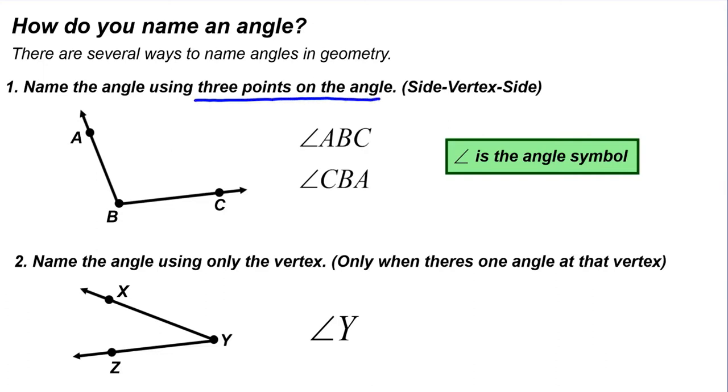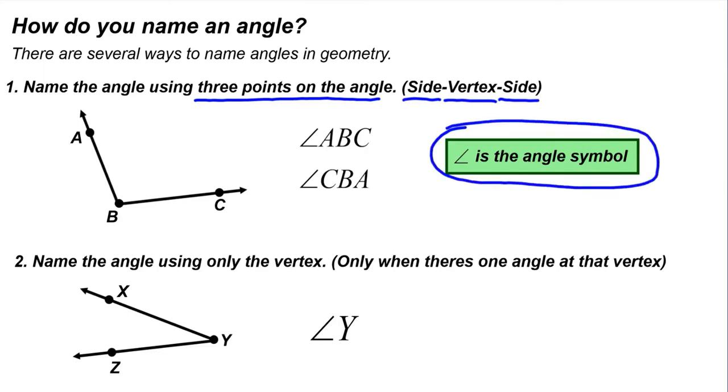And we're going to use three specific points. We're going to use a point on one of the sides, followed by the vertex, and then a point on the other side of the angle here. So something to note here before we get into this, that this little crooked L or leaning L, that's the angle symbol. So we would read that as an angle.